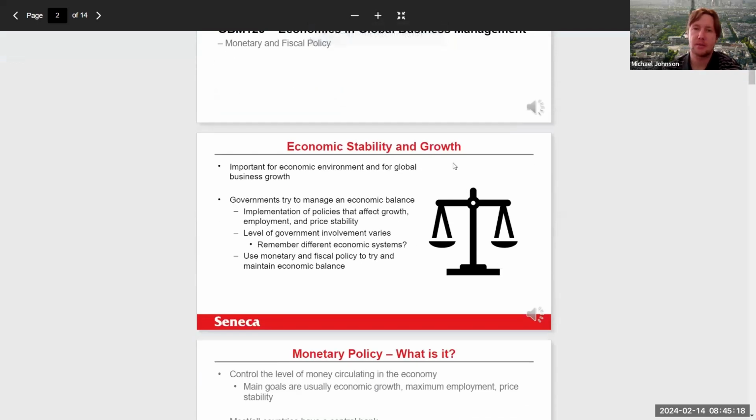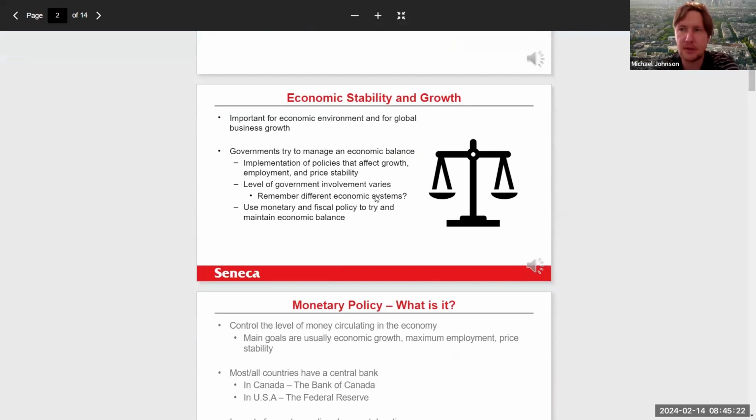Policy. So economic stability and growth are important for the economic environment and global business growth. Governments try to manage an economic balance through the implementation of policies that affect growth, employment and price stability. The level of government involvement varies. Remember the different economic systems: command economy, where the government is very involved all the time.